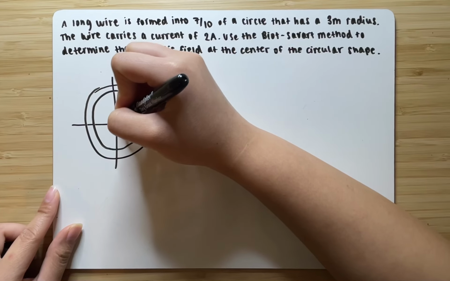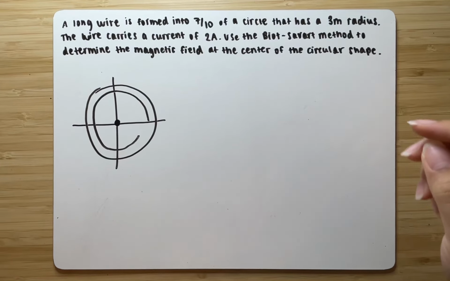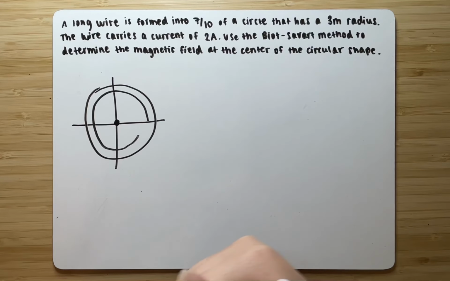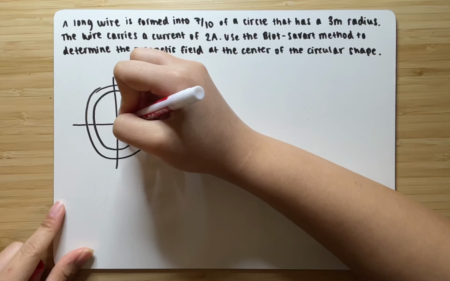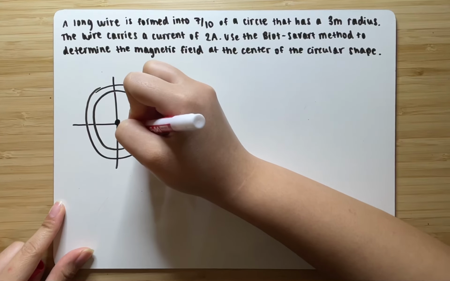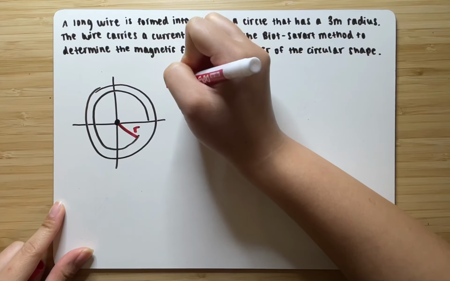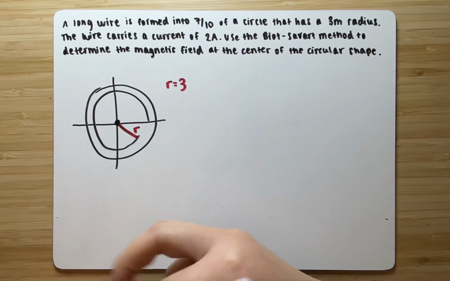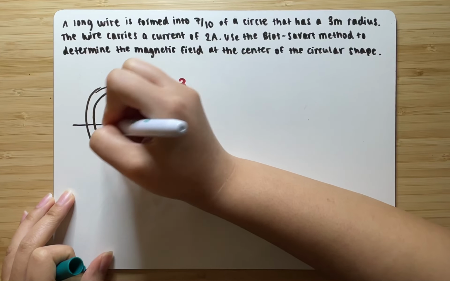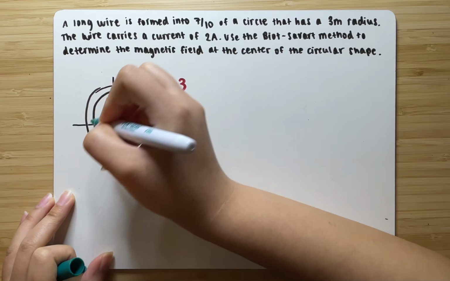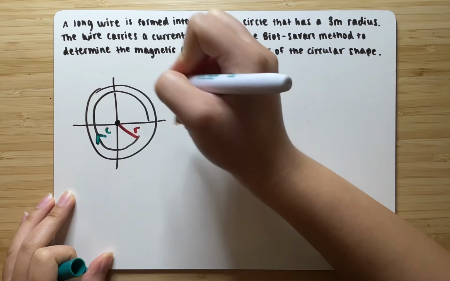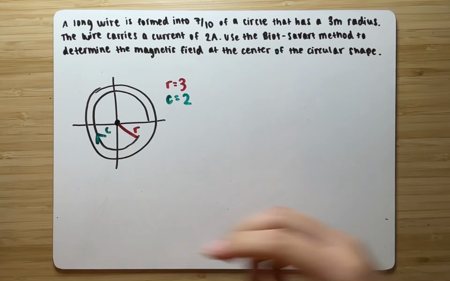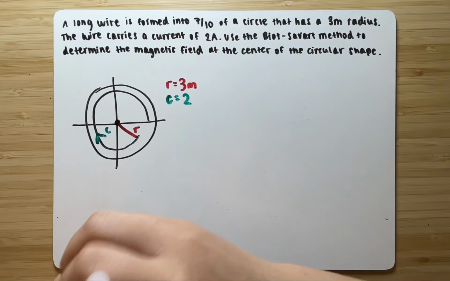So if this is the center of the circle, it says here that the wire has a 3-meter radius. So over here is the radius. R is equal to 3. And it says here that the wire carries a current of 2A. So the current that flows through the wire is going to be equal to 2. Okay? 3 meters, 2 amps.